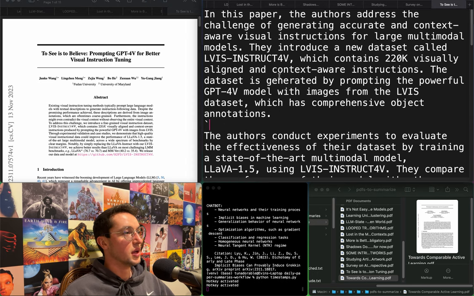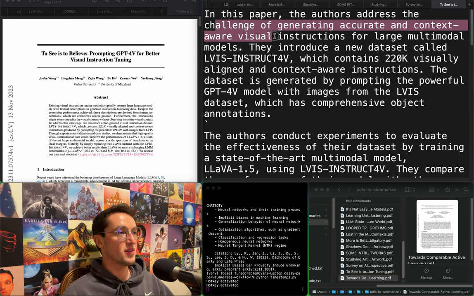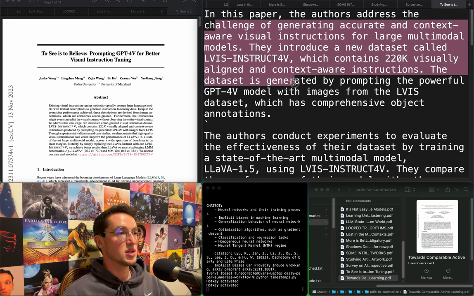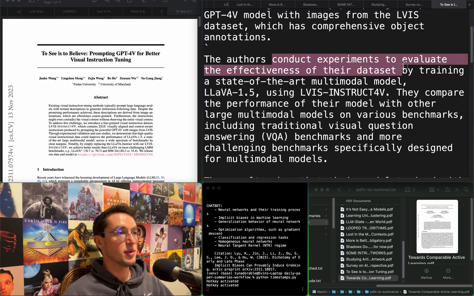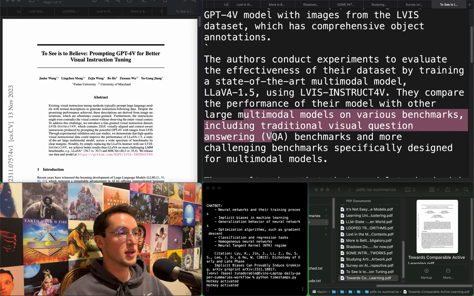What the heck? To See is to Believe: Prompting GPT-4V for Better Visual Instruction Tuning. Addresses the challenge of generating accurate and context-aware visual instructions. They introduce a new dataset called blah, blah, blah, which contains 220,000 visually aligned and context-aware instructions. The dataset is generated by prompting the powerful GPT-4V model with images from the LVIS dataset, which has comprehensive object annotations. They conduct experiments to evaluate the effectiveness of their dataset by training a state-of-the-art multimodal model, LLaVA 1.5, using this dataset. They compare the performance of their model with other multimodal models on various benchmarks, including traditional visual question answering.